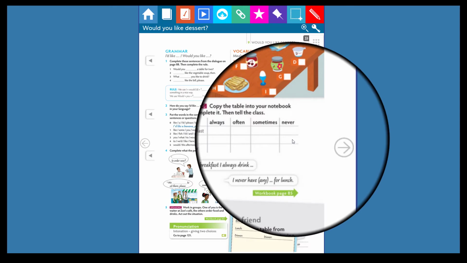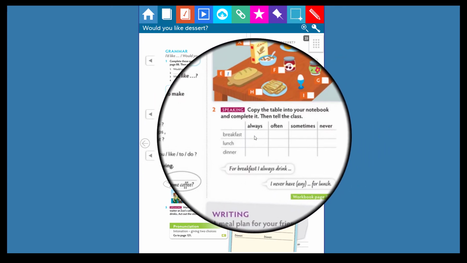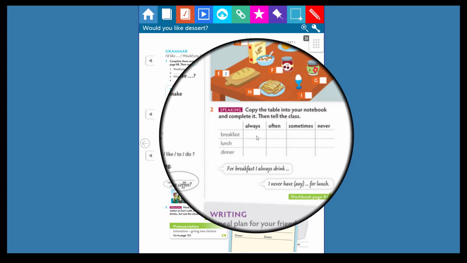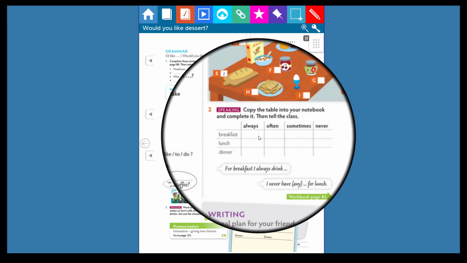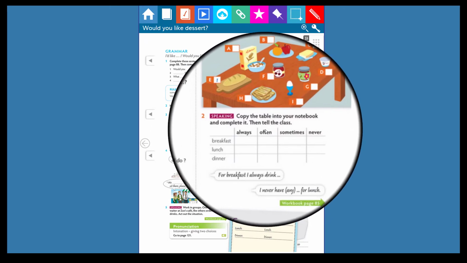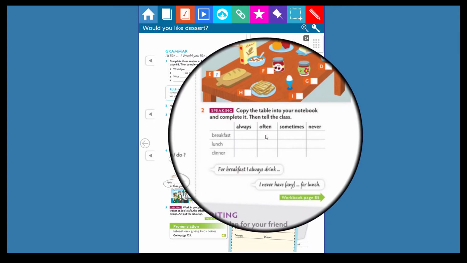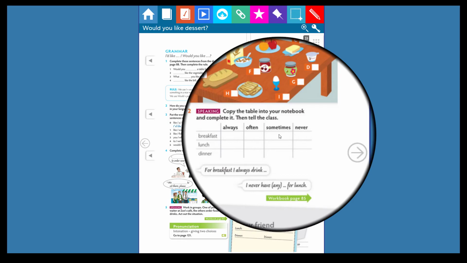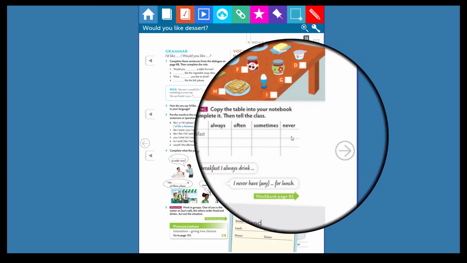So I'm going to start giving my examples. Okay, so for the first one, I'm going to say always, I always eat bread and coffee. I always eat bread and coffee for breakfast. Then I'm going to say I often eat cereal for breakfast. Then I sometimes eat toasts and juice for breakfast. And I never eat bread with cheese for breakfast.